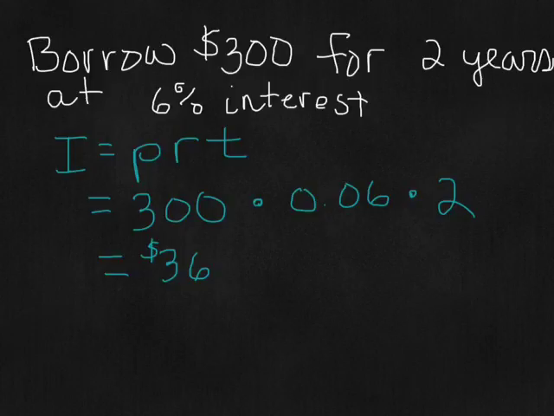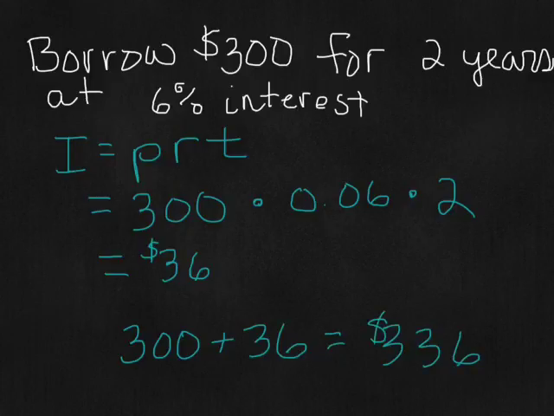So if the question asks you for the total amount you're paying back, you would be paying back $300 you borrowed plus $36 interest. You would have to pay back $336. If the question just asked for how much interest you're paying, you're done at 36. Let's try another example.